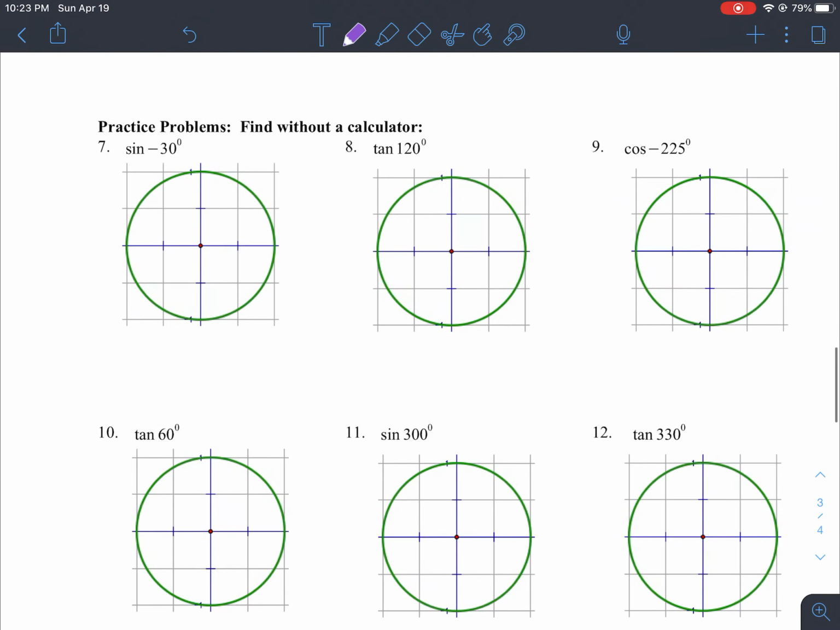All right, now give these problems a shot and see what you can find. So you're finding ratios, which we'll eventually use to find missing sides. Good luck.